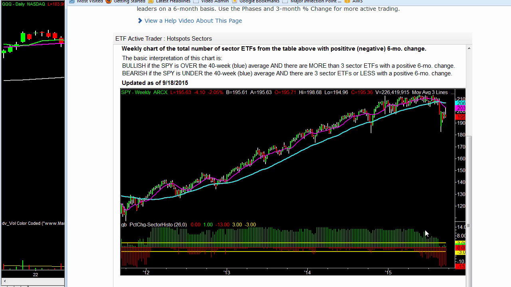And you can see the number of sectors from that top table. The green is the total number of positive sectors. The red is the total number of negative sectors. And then the sectors are not only negative right now, but the trend has been predominantly down. And until this really shapes up, it's going to be hard for the market to rally in general. So we need to see the number of sectors shape up. We need to see the Qs get back over the 200.